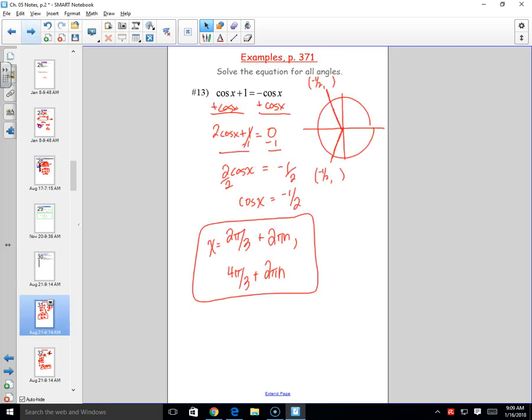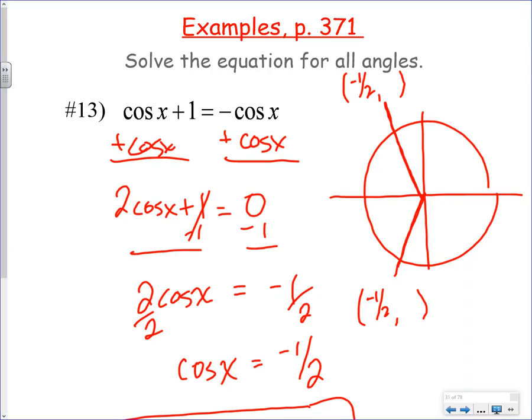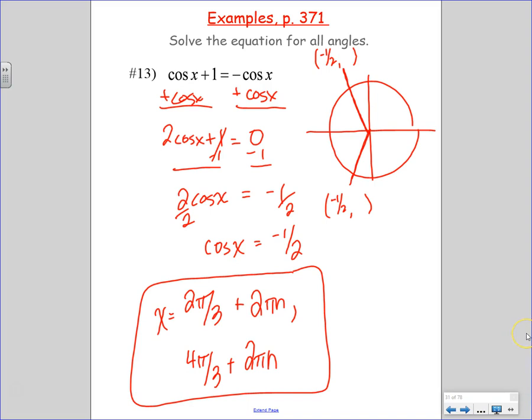Now, how did number 13 get a little bit trickier than the cosine of theta equals root 2 over 2 on the board? What was the extra part that we had to do before the unit circle, before the limited but limitless sort of idea? We gotta get the cosine by itself. We gotta get the trig by itself. We had to actually do some algebra and move stuff around first.